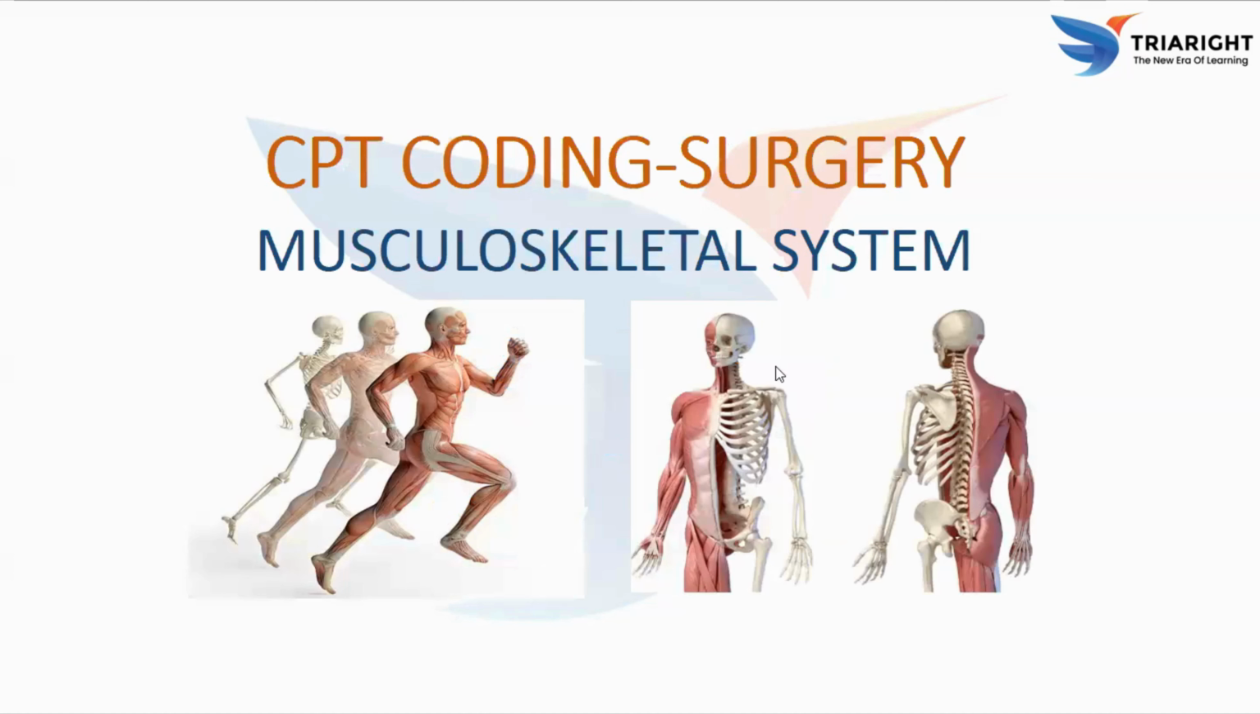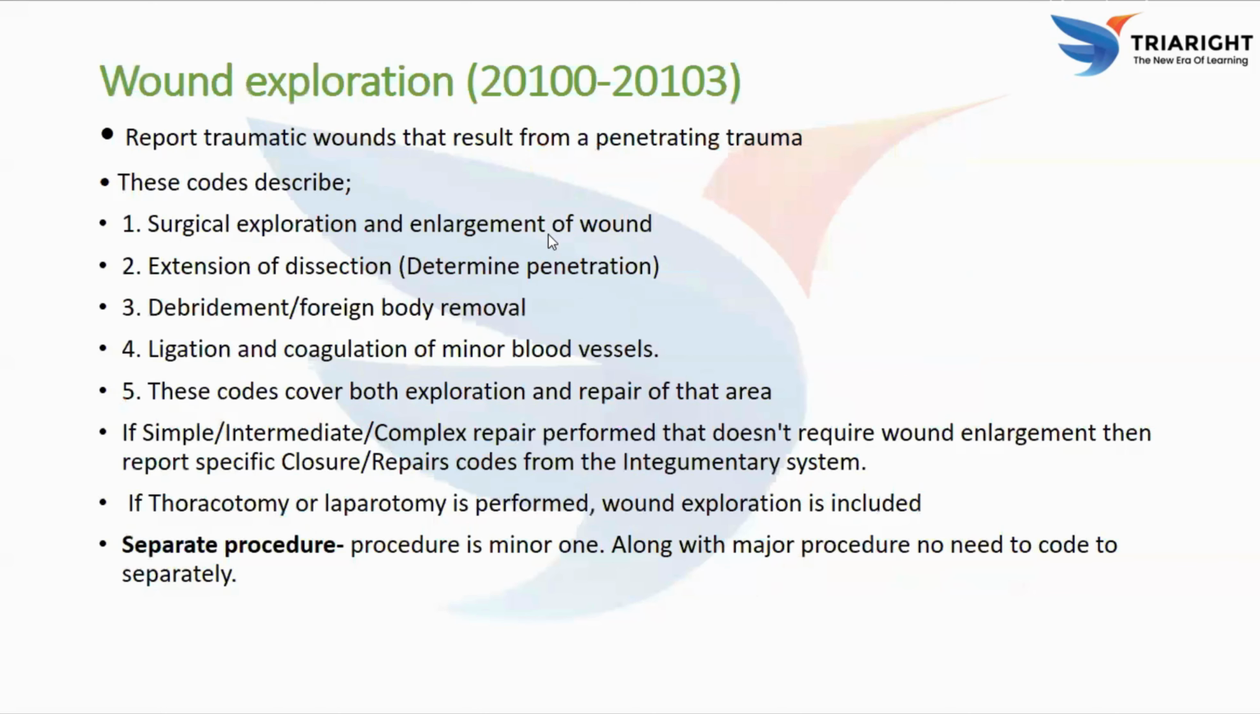Today in this session, you're going to learn about the CPT coding surgery guidelines for the musculoskeletal system. The first procedure is wound exploration. This slide explains CPT codes 20100 to 20103, which are used for surgical exploration of traumatic wounds caused by penetrating injuries like stab wounds, gunshot wounds or deep punctures.